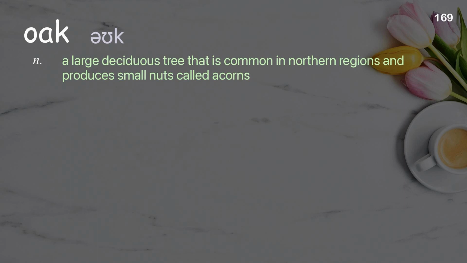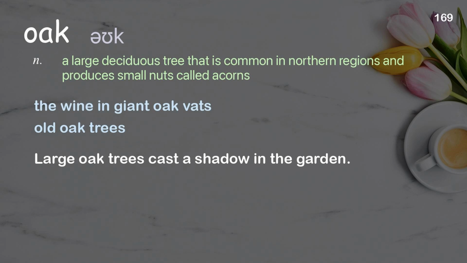Oak. A large deciduous tree that is common in northern regions and produces small nuts called acorns. Examples: The wine in giant oak vats. Old oak trees. Large oak trees cast a shadow in the garden.